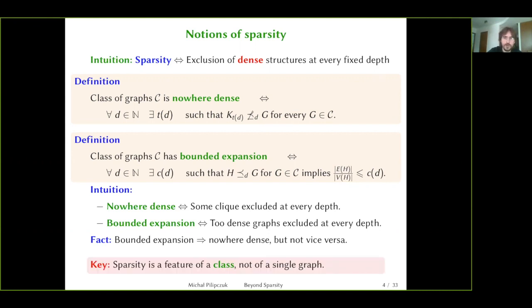So note that here I made a sort of a conceptual shift in the sense that I defined sparsity as a property, as a feature, not of a single graph, but of a class of graphs. Yes, it is sort of meaningless to ask whether a clique on, say, 50 vertices is sparse or dense. But it's meaningful to say that, say, the class of all cliques is dense, and the class of all planar graphs is sparse, right? So you can think of sparsity as sort of a limit property of a class. Good. So these are the basic notions of sparsity.